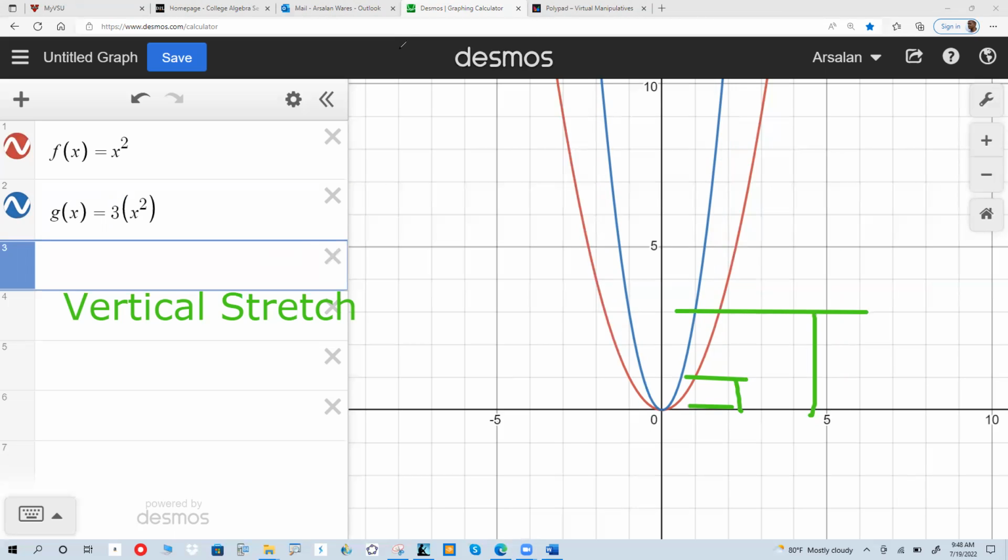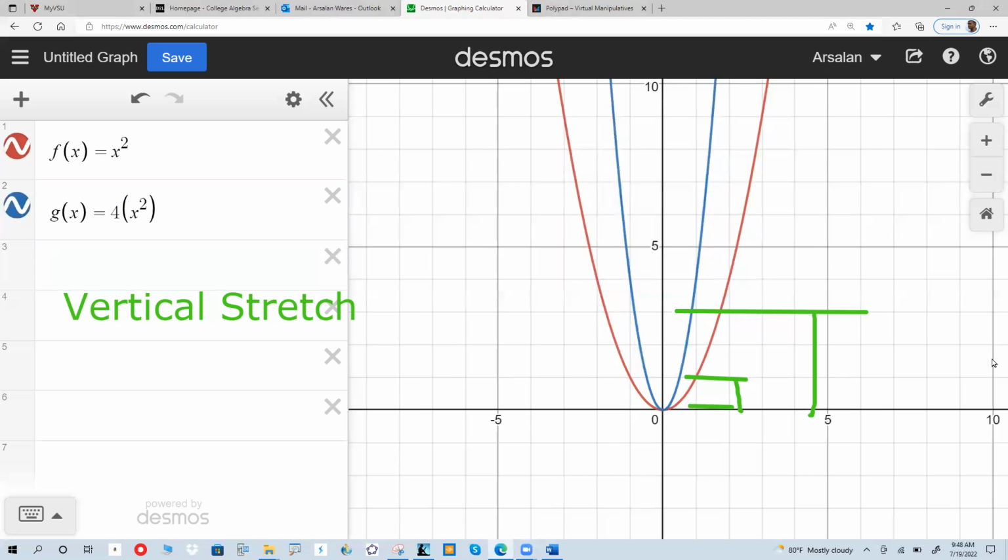So what happens if I replace this with 4? You can almost guess. 4 times. I'll show you right now. This line is 1 unit, and this line is 4 units. 4 times stretch.